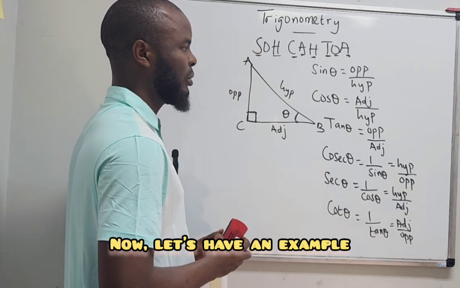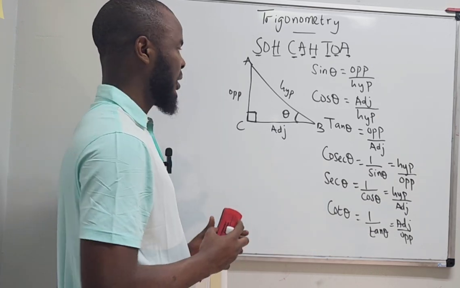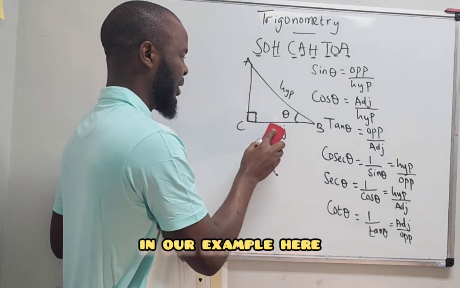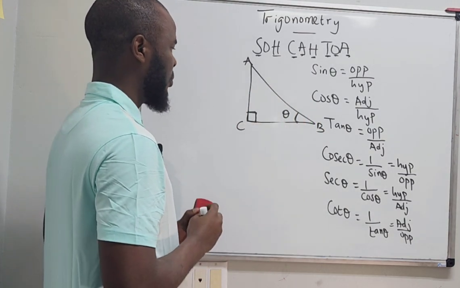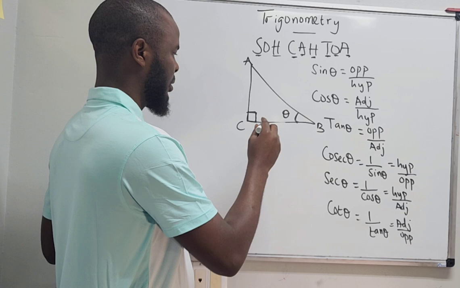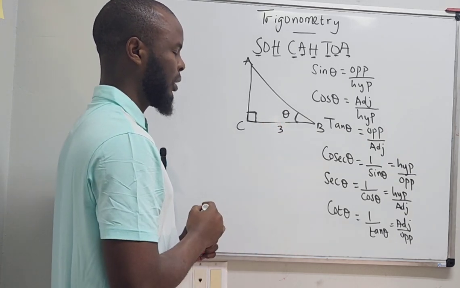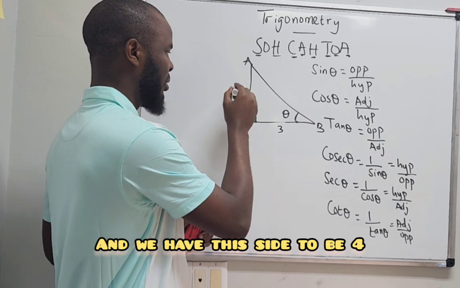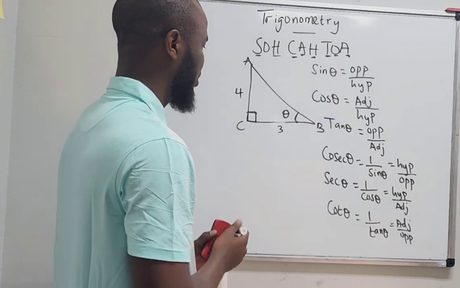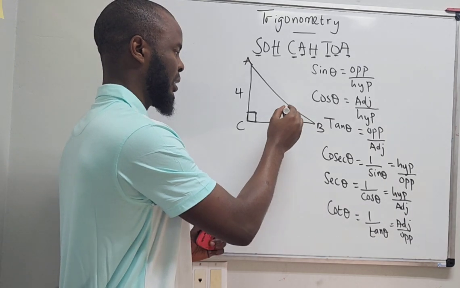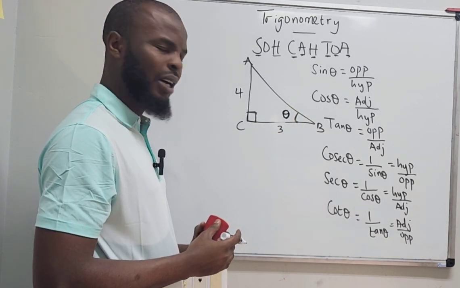Now let's have an example, and we need to calculate all these ratios. In our example here, we have this side to be 3, okay? And we have this side to be 4. We want to calculate all of these, and also we want to calculate theta. How do we do that?